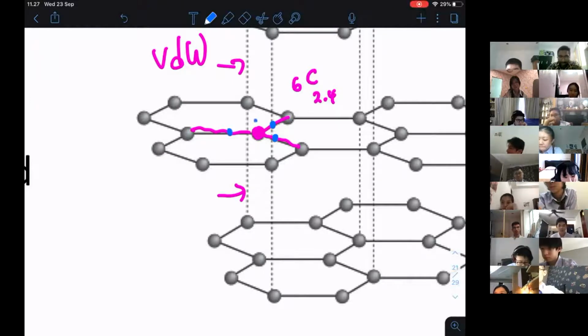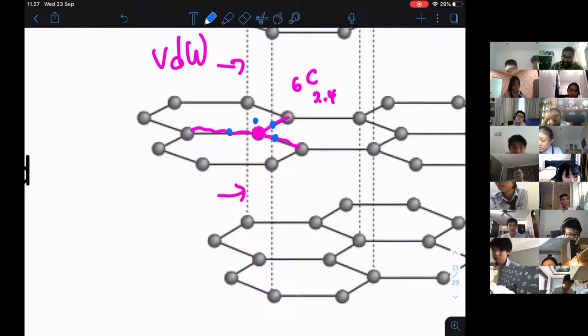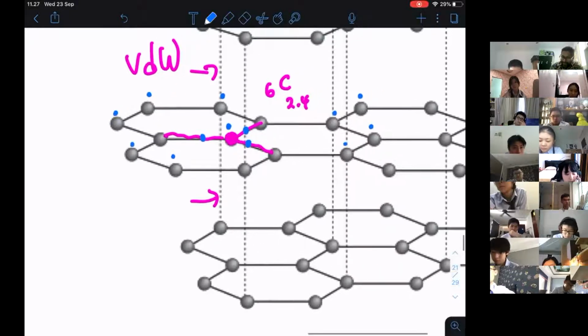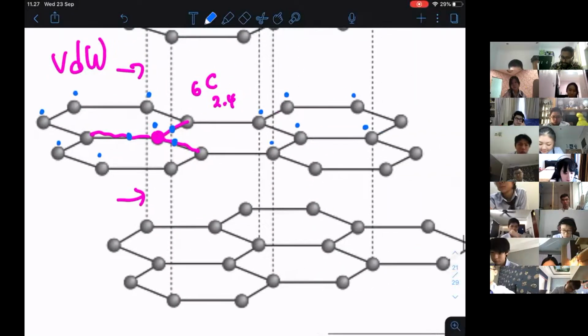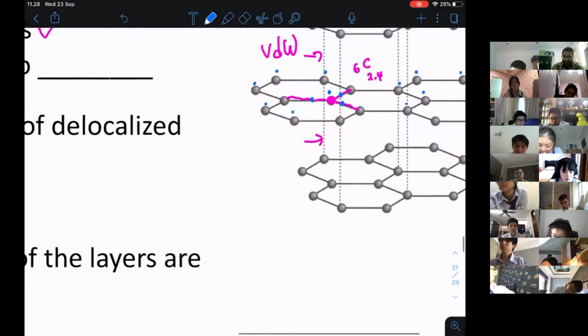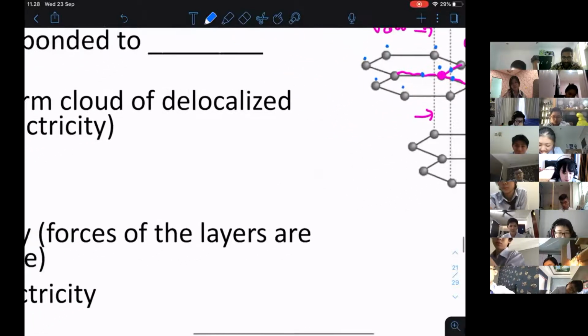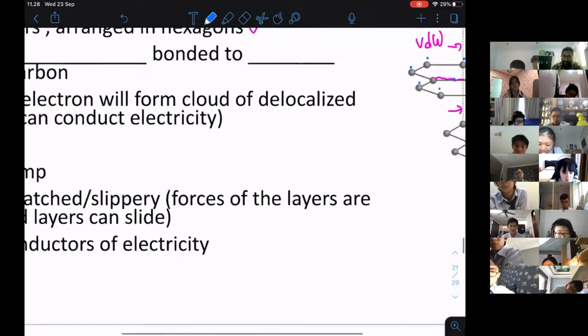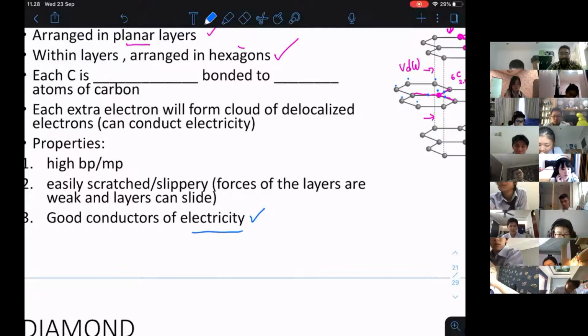There is one more electron, which will be on top, not being shared. Each of them will have one electron that is not being shared. These are the electrons that form the sea of delocalized electrons again. That's why graphite can conduct electricity: there is a cloud of delocalized electrons, extra electrons over there.